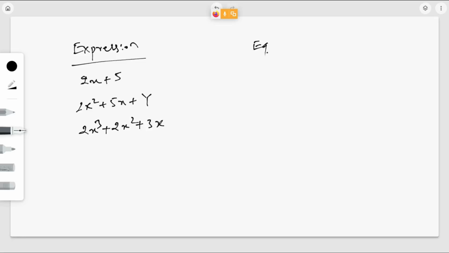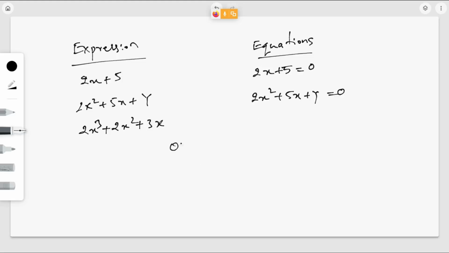So equations, okay, what are equations? When you equate an expression to 0, then you will get an equation, right? So if you equate this 2x plus 5 to 0, or this 2x square plus 5x plus y to 0, then it is called an equation, right?